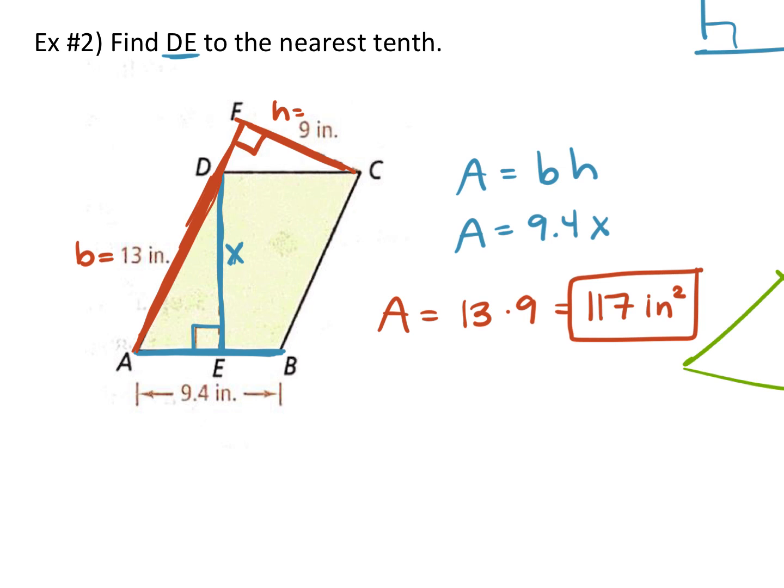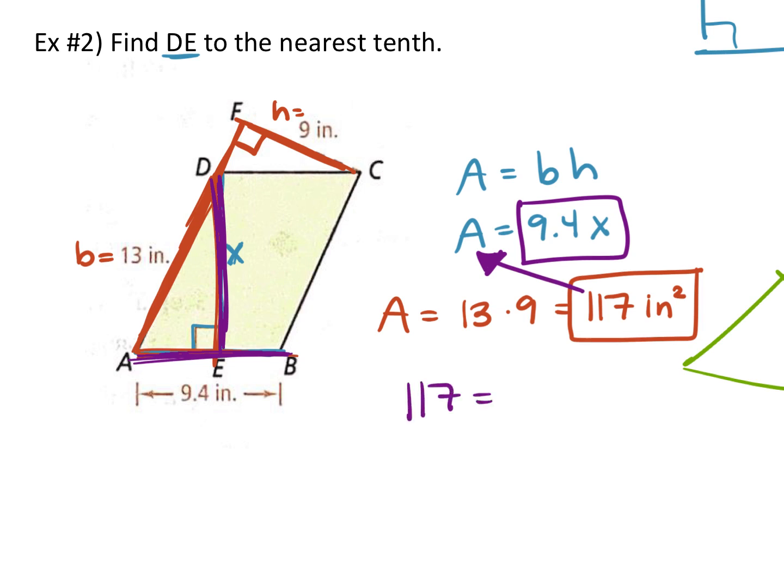Did they ask you to find the area of the parallelogram? No. What did they ask you for? X, whatever X is. X is a height. So it's also equal to 117. If I know a base and a height, the area didn't change because I used a different base and height, right? The area of that figure is still the area of that figure. So if I'm using a new base and height, which is this, it's still got to equal the 117 area that we found. So 117 equals 9.4 times x, right?